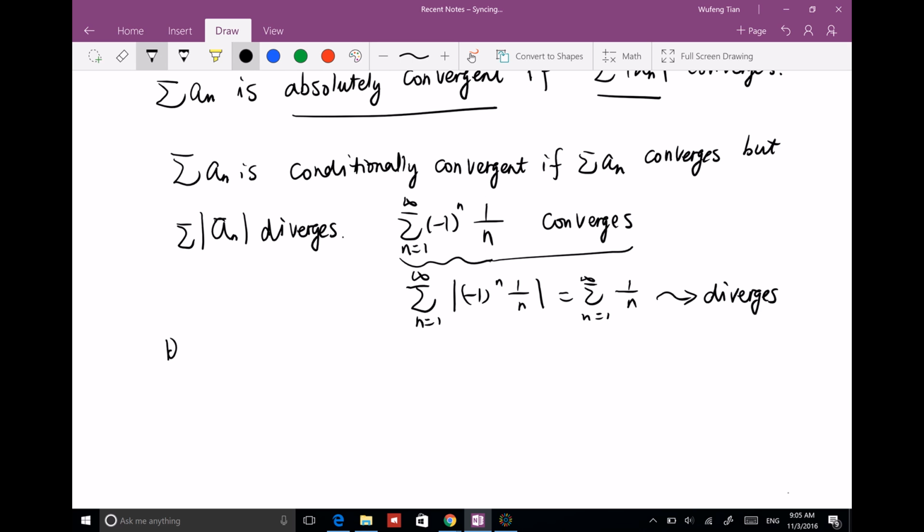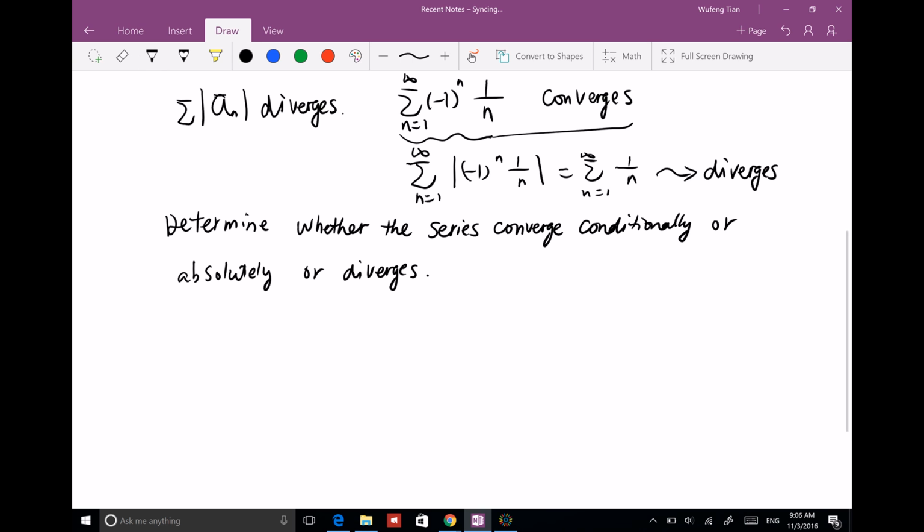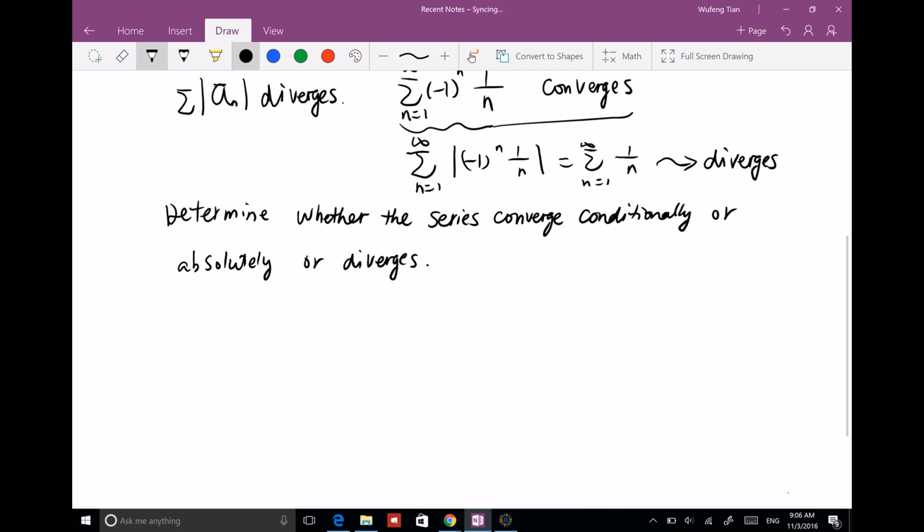So we're going to look at some examples. Determine whether the series converges conditionally or absolutely or diverges. So basically we want to say if the series converges absolutely, conditionally, or the series just diverges. That's the example.